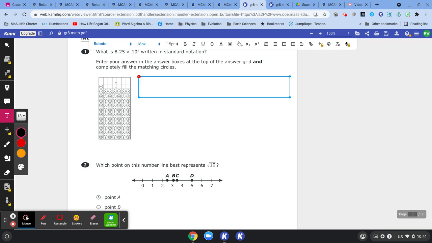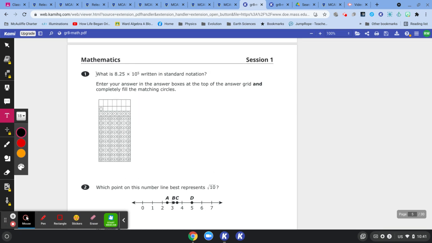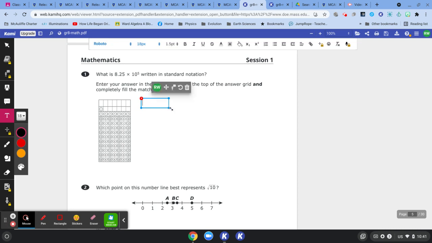So this very first question has to do with scientific notation, and we're trying to turn this scientific notation into standard notation. When we say standard notation, all we're saying is turn it into a number. So scientific notation has two components. We have this 8.25 part, which we call a coefficient, and this power, 10 to the 5th power. 10 to the 5th power is just telling us what the place value of 8 is.